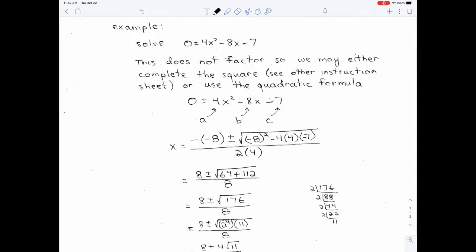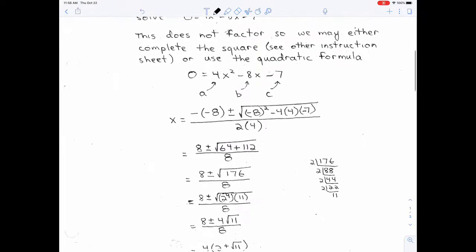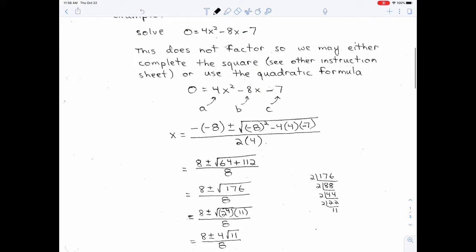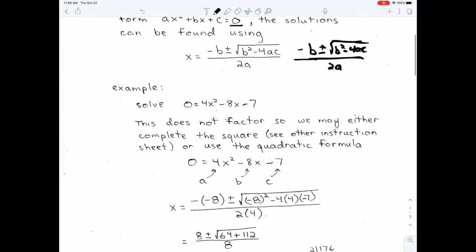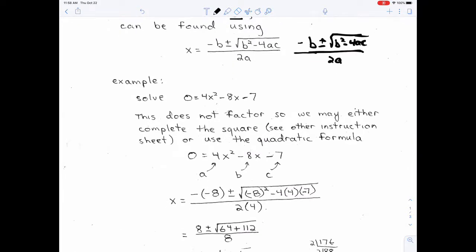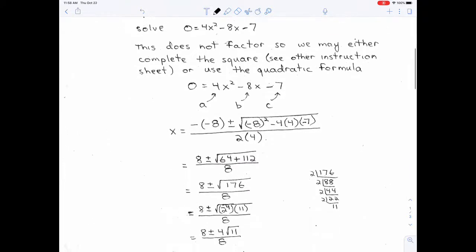Okay, so what's A? It's the coefficient of the x squared, which is 4. What's B? It's the coefficient of x, which is not 8, but negative 8. And C is the constant that has no x. That's negative 7. So you just plug numbers into this formula, and we have negative 8, plus and minus the entirety of the square root of the entirety of negative 8 squared minus 4 times negative 7 all over 2 times 4.